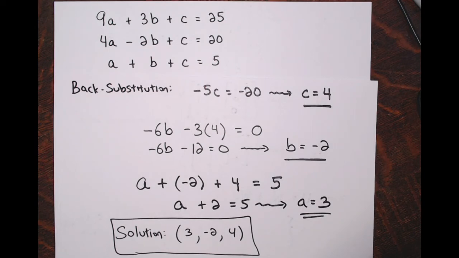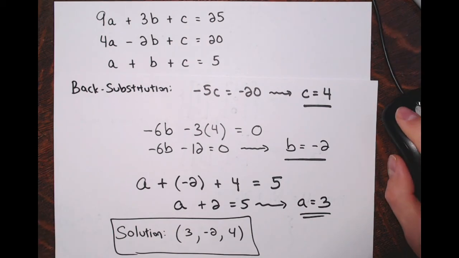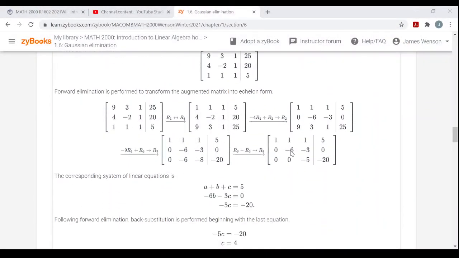All right, so Gaussian elimination as a whole is you take your system, you put that system into echelon form, and then you solve through the process of back substitution, starting from the bottom and going backwards, back up. All right, so that's this example there.